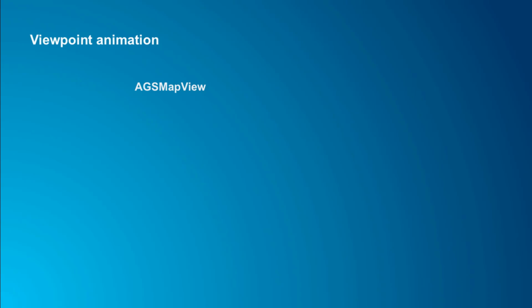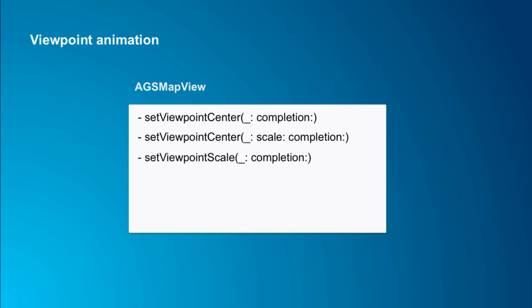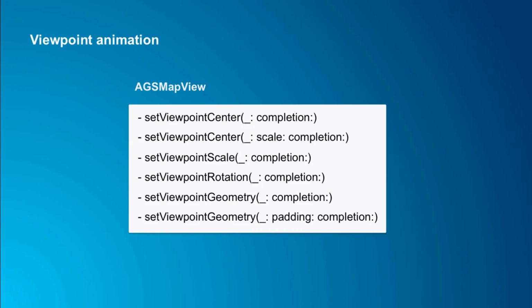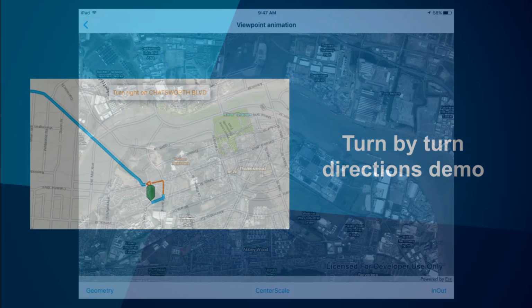Apart from these couple of methods on map view, you can also use some of the other methods available and just completely skip the viewpoint part. You can use setViewpointCenter with scale and completion, and just change the scale and animate it. You can just rotate the viewpoint. If you have a geometry, you can use that to set the viewpoint. You can use padding with geometry if you don't want edge-to-edge geometry visible on the screen. Now let's take a look at how you can actually use this in your application.